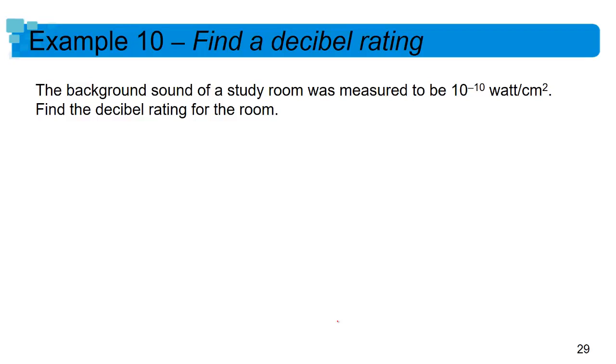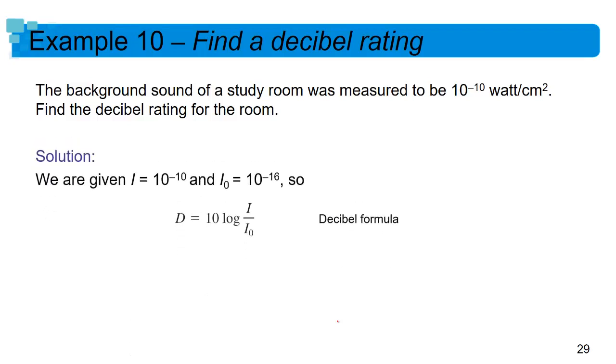Okay, the background sound of a study room was measured to be 10 to the negative 10 watts. Find the decibel rating. So that's really easy. Just plug in what you know into the equation and solve, right? So we use 10 to the negative 10 because that's what we measured. We use 10 to the negative 16 because that's our I sub 0.